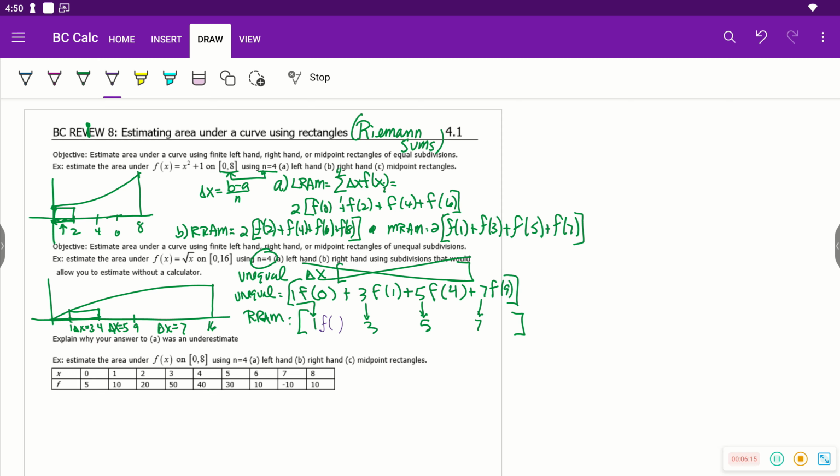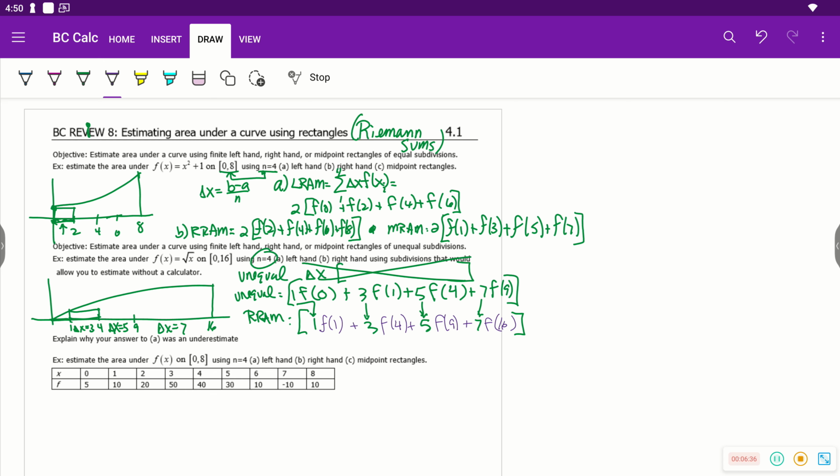All right, so I hope you saw that the bases are the same. It's the heights that'll be different. Using the right edge, we do f at 1, f at 4, f at 9, and f at 16.